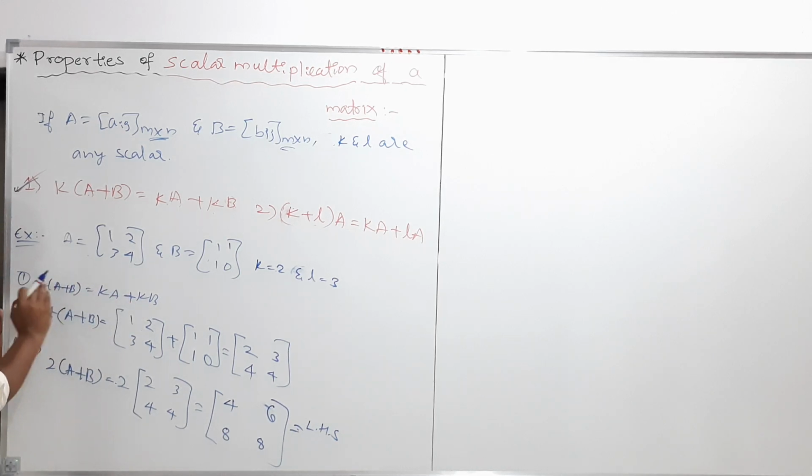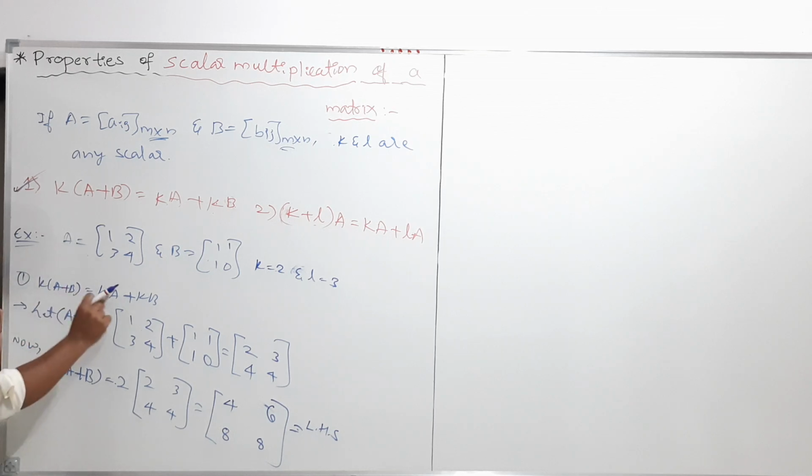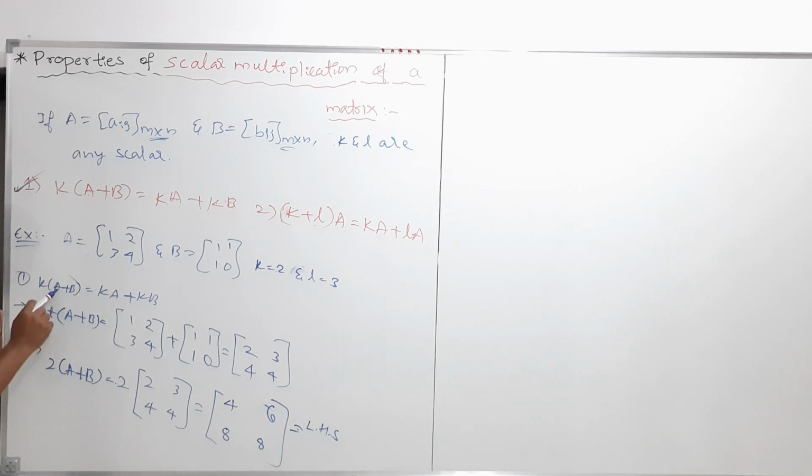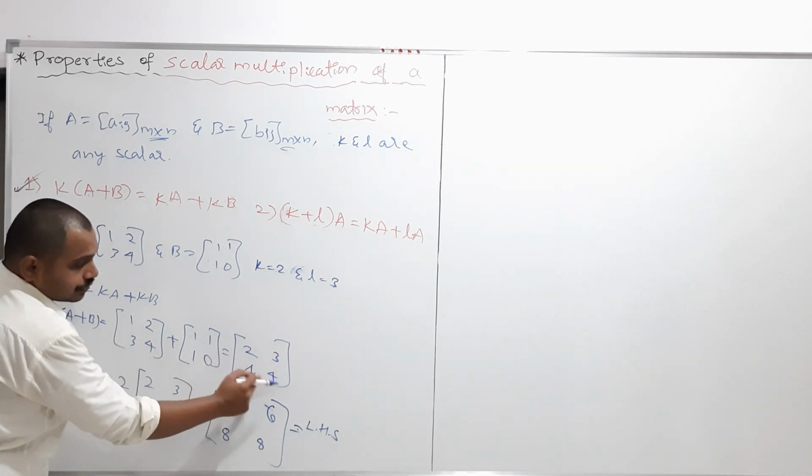This part we can call the left hand side, LHS. This part we can call the RHS, right hand side. So first I will consider the LHS. To consider the LHS, I should know the A plus B value. So first I will calculate A plus B. After calculating A plus B, I am getting 2, 3, 4, 4.